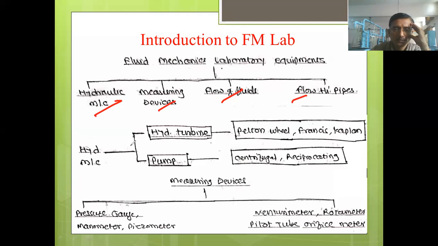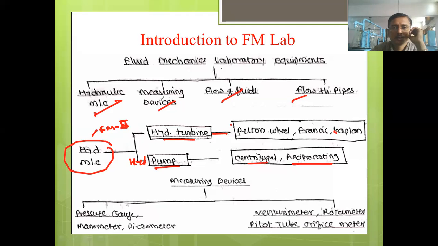Hydraulic machines we can further classify into categories. One is the hydraulic turbine, and second is the hydraulic pumps. In hydraulic turbines, we have different types of turbines like the Pelton wheel turbine, Francis turbine, and Kaplan turbine. And in pumps, we have the centrifugal pump and reciprocating pump. These hydraulic machines you are going to learn in FM2, which right now we call hydraulic engineering. In that subject, you are going to learn these hydraulic machines.